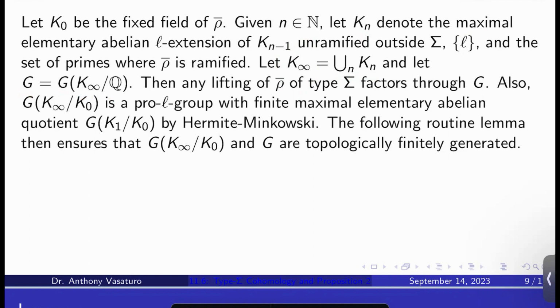Okay, unwinding all these definitions and consulting your number theory textbook, this just tells you that any lifting of rho bar of type Σ factors through G. Also, this Galois group, where Q has been replaced by K_0, is a pro-L group by construction, and it has a finite maximal elementary abelian quotient, which is actually just Gal(K_1 over K_0) by Hermite-Minkowski, essentially. So the following routine lemma will ensure that this Galois group and G, the full Galois group here, are topologically finitely generated.